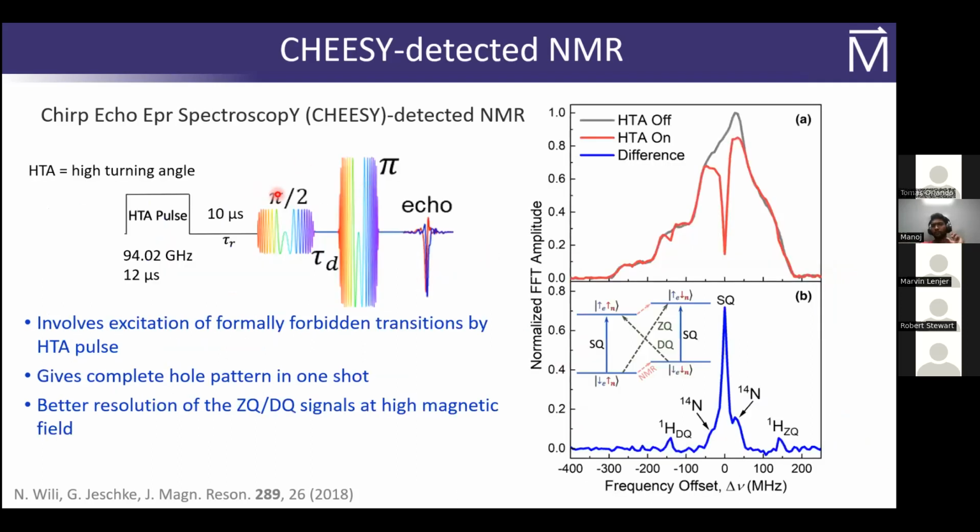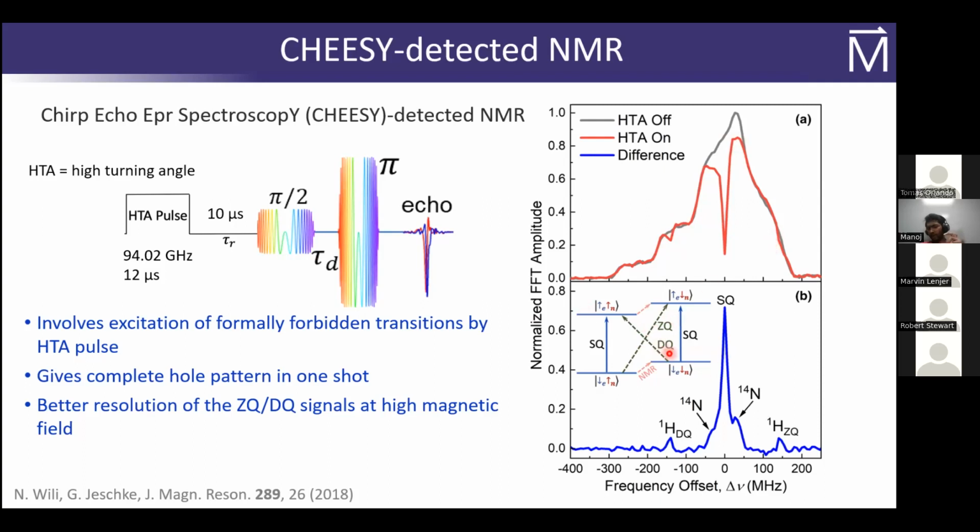So when we apply a high turning angle pulse, in this case we applied it at 94.02 gigahertz, that results in a hole burn. And in addition to that, we also observe some side holes around this central hole. And this can be understood with this simple picture here.